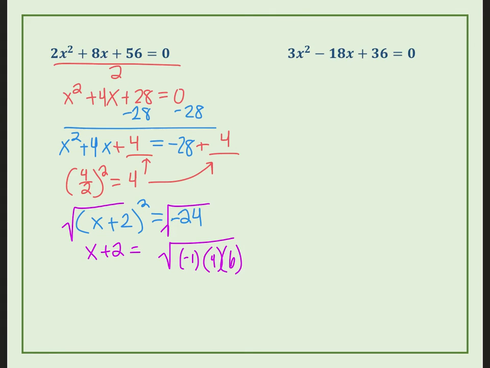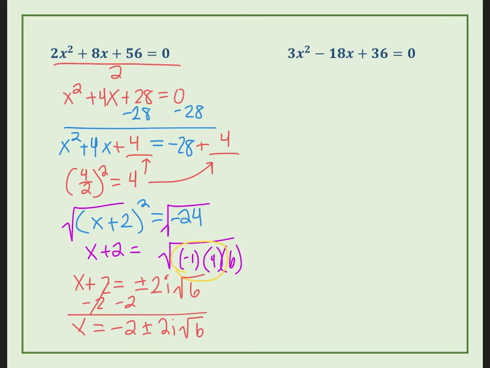Why did I choose these numbers? Because I can take the square root of 4 and the negative 1. And that becomes x plus 2 equals plus or minus 2i, and the square root of 6 is going to stay on the inside. The last step is to subtract 2 on both sides, and I'm going to write that in front of the plus and minus. So x equals negative 2 plus and minus 2i square root of 6.